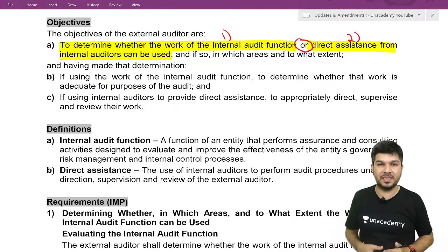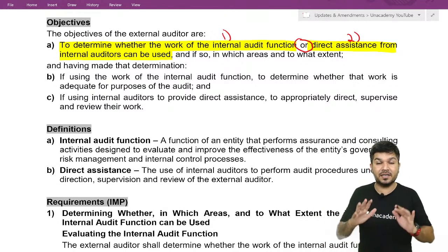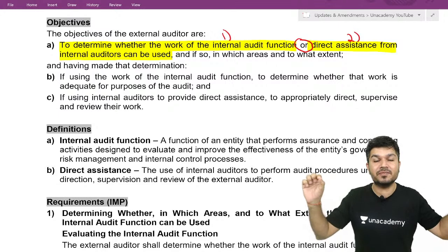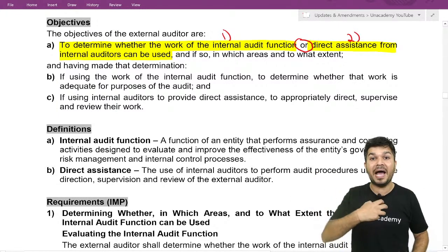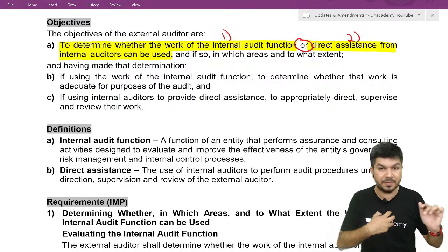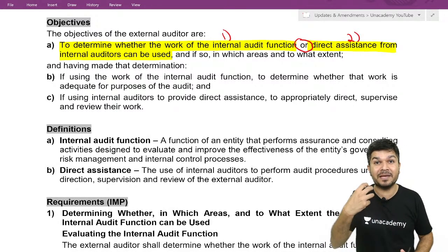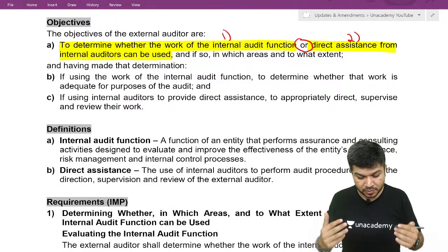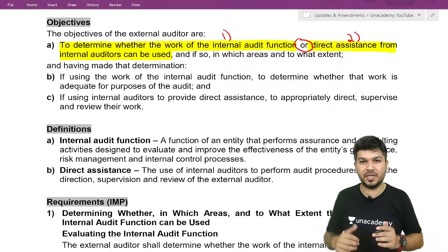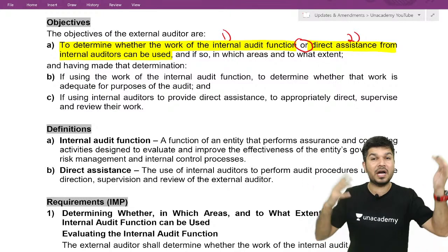And second is basically to determine whether direct assistance from internal auditors can be used. So can I use them to do some extra checking on my behalf? This was to determine. If yes, to which areas, what extent? If I can use them, where?